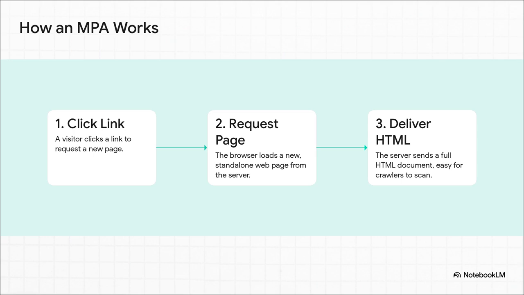A user clicks a link, the browser asks the server for a new page, and the server sends back a complete, fully formed HTML file. That's it. This simple back and forth is the native language of the web. It's exactly how search crawlers were built to operate. There's no guesswork, no ambiguity.